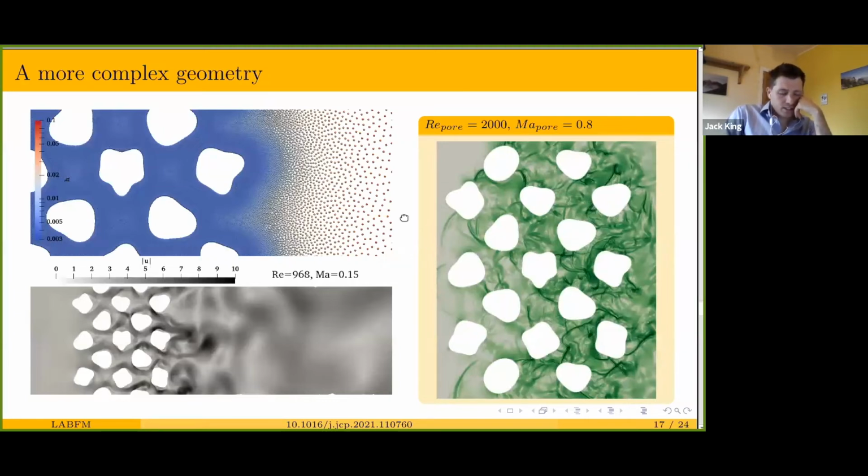So this final demonstration case, I really included it because I wanted to show it's the kind of problem where we can be competitive with established mesh-based methods. Indeed, I think for problems like this, where we want to capture acoustics and we have to resolve the acoustic timescales, it's quite possible that a method like LABFM, because it's explicit, is actually going to be faster than a method like the spectral element method.